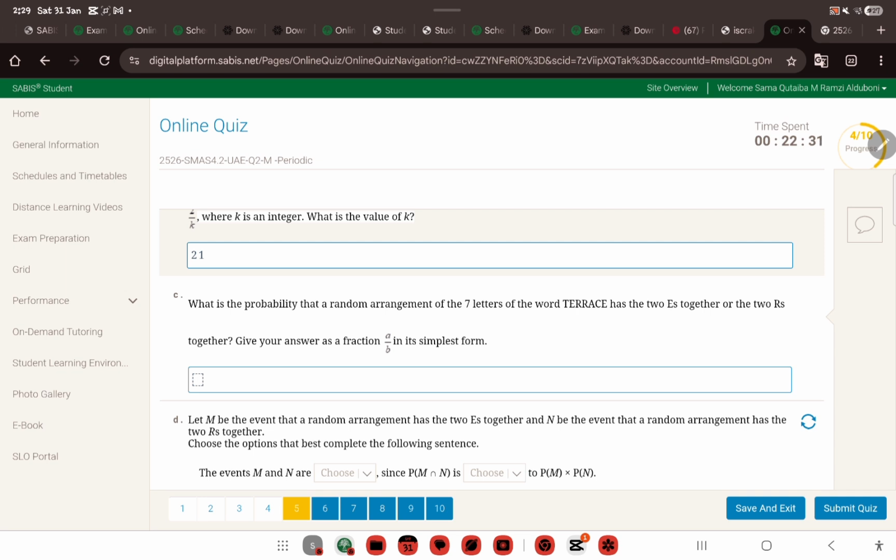What is the probability that a random arrangement of the 7 letters of the word terrace has the 2 E's together or the 2 R's together? If it says or, they want the union. And we must apply the union formula: probability of E union R is equal to the probability of E plus the probability of R minus the probability of E intersection R. The probability of E and the probability of R are the same, which is 2 over 7, which we found in part A. So we do 2 over 7 plus 2 over 7 minus the intersection, which is 2 over 21. We put it on the calculator, and we get 10 over 21.